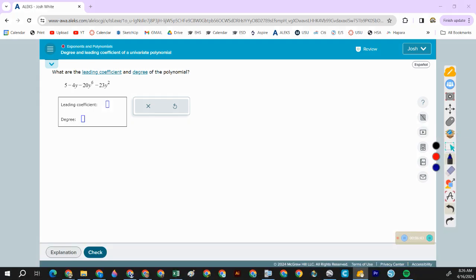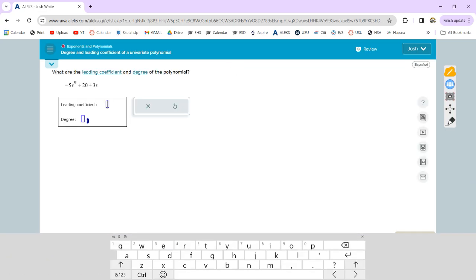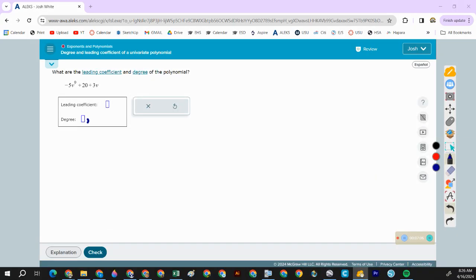So here, the biggest exponent is a 6, so that's the degree, and the leading coefficient is the number in front of that term, negative 20. The degree in this case is 9, and the leading coefficient is the number in front of that term, negative 5.